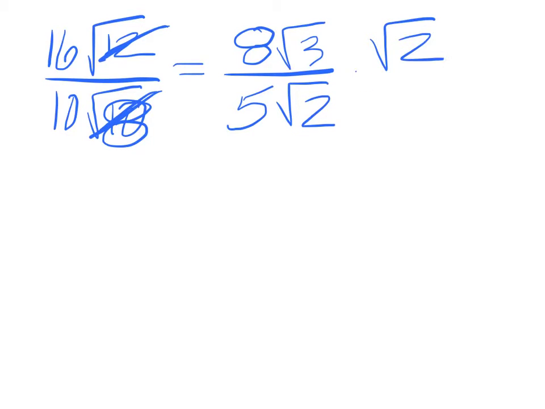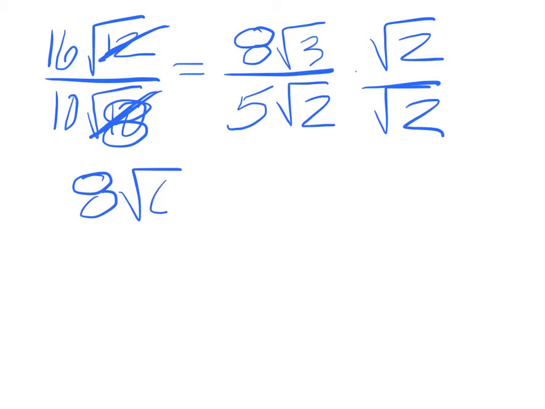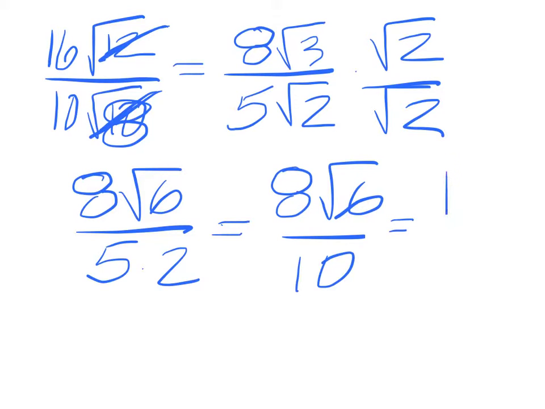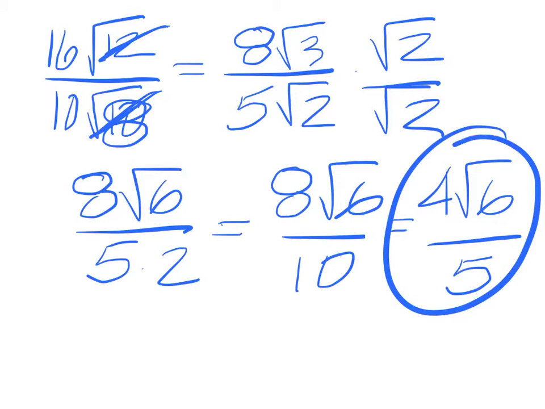So multiply the top and the bottom by the square root of 2 to get 8 square root of 6 over 5 times 2, which is 8 square root of 6 over 10, and we reduce down to get the same answer as we did before, 4 square root of 6 over 5.